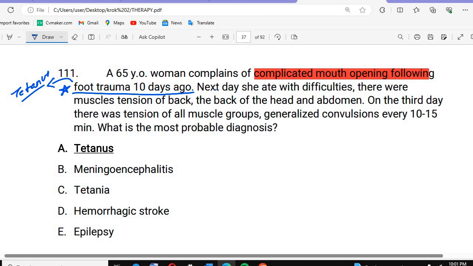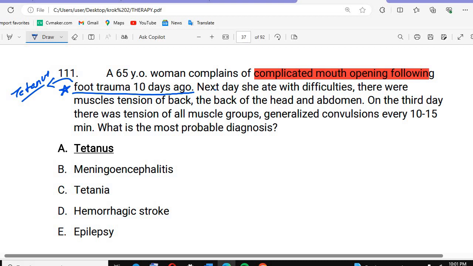Now see, along with the difficulty, there was muscle tension of the back of the head and abdomen. On the third day there was tension of all muscle groups, with generalized convulsions every 10 to 15 minutes. What is the most probable diagnosis? So that is tetanus. What can you tell me about the dose of the tetanus?